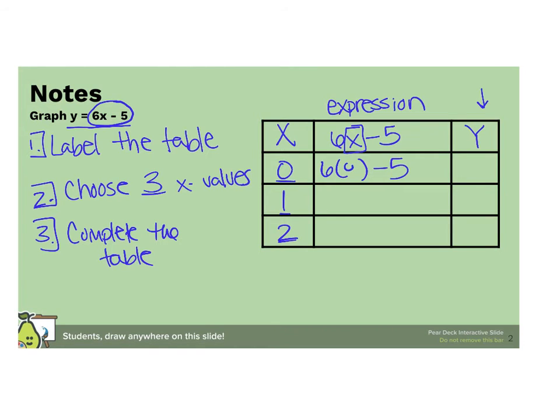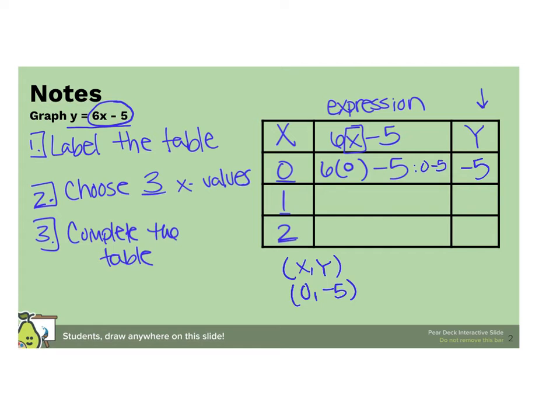So this is going to be 6 times 0 minus 5. So 6 times 0 is 0, and then minus 5. So the answer goes in the y column. So 0 minus 5 is a negative 5. So now we have our first ordered pair, and I'm just going to write it down here, right? Ordered pairs are always x comma y, and our first one, the x is 0, and the y is negative 5. So that's the first point we're going to put on our graph.